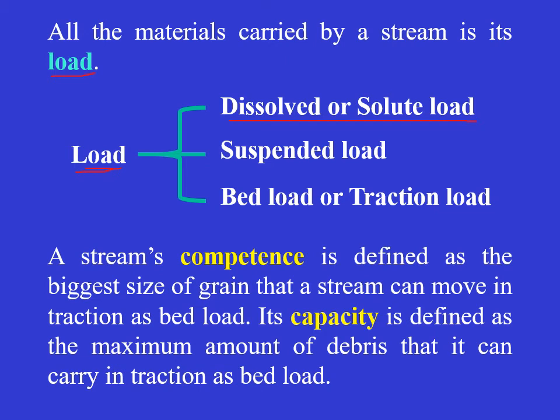The second process is known as the suspended load. Here the turbulence energy of the stream is such that it will always float the particle within the water body, and in this type of load movement, the particle will never come into contact with the bottom surface, the river bed. It will always remain floating anywhere within the water column, and that is why this type of load is known as suspended load.